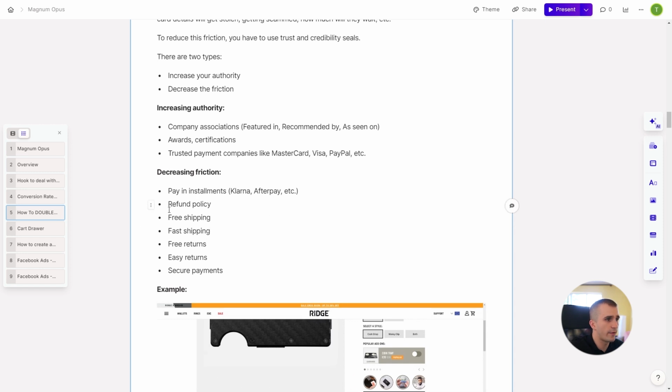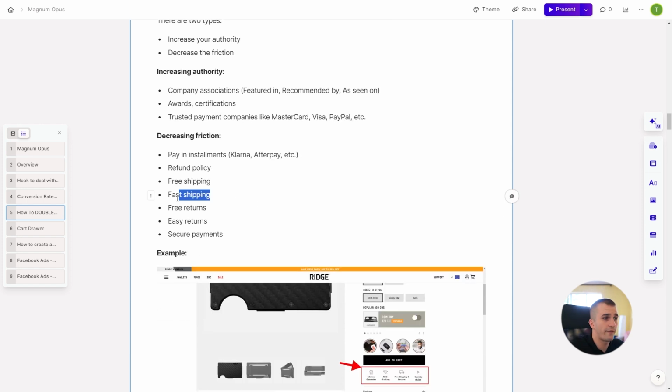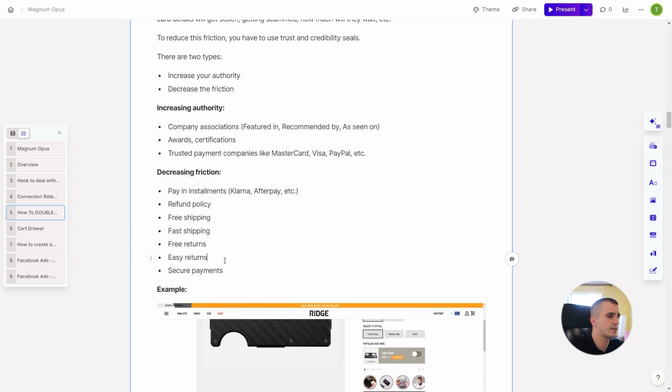So yeah, then we have refund policy. Once again, they know that if they don't like it, they can just return it back, so therefore you reduce the friction. Then you have the free shipping. They know on this page above the fold that they will not have to pay for the shipping, so it's cheaper. So once again, there's less friction to it. Then we have fast shipping. They don't have to wait too long for your product. You have free returns, so they don't have to pay for the returns in case they don't like your product. Once again, less friction. You have easy returns, so they don't have to hustle with all these things, right?